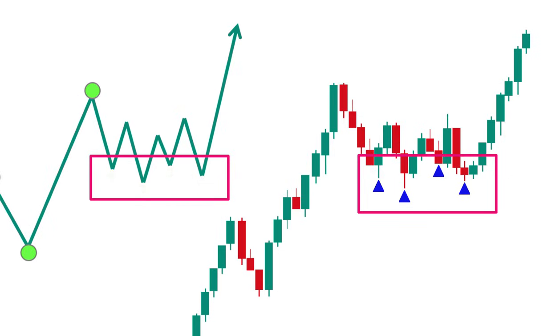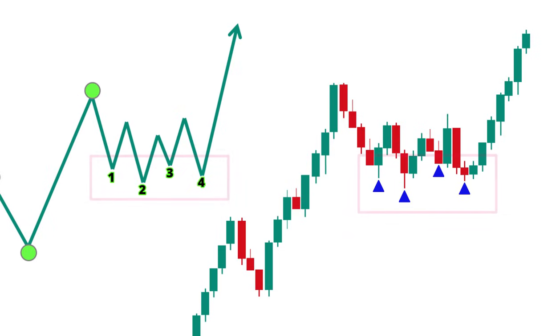Now the key question: out of these 4 points here, which one is the confirmed higher low? Are all of them considered, or only the last one? The answer is no.